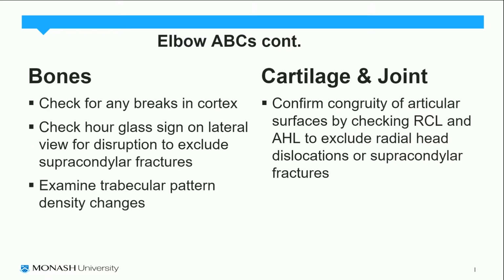Now moving on to the bones, again check for any breaks in the cortex. Also important to check for the hourglass sign on the lateral view, because that can indicate disruption to exclude a supracondylar fracture, and then examine the trabecular pattern for any changes in density. As this is a joint, you need to look very carefully at the congruity of the articular surfaces, and you do that by checking the radiocapitellar as well as the anterior humeral line, as mentioned before.